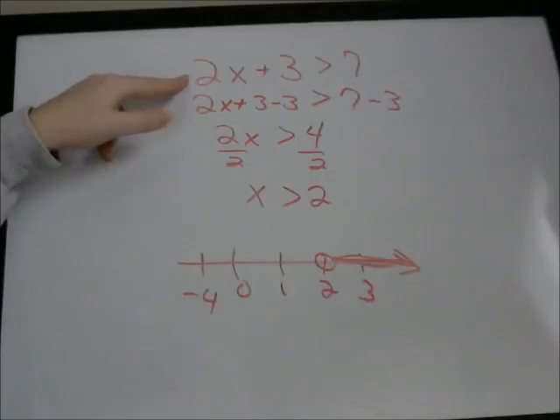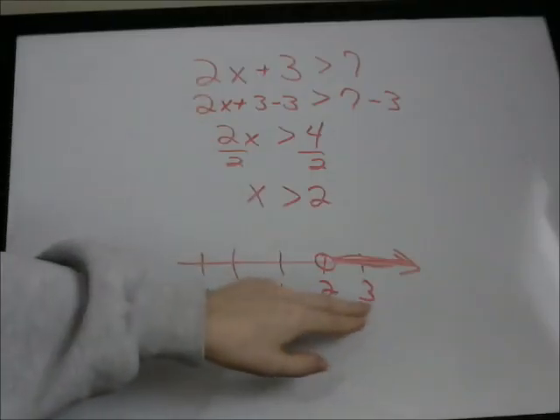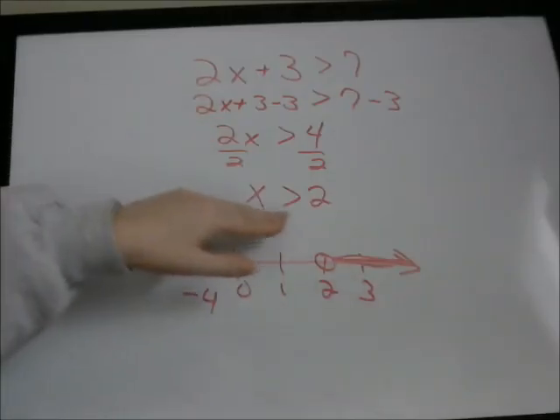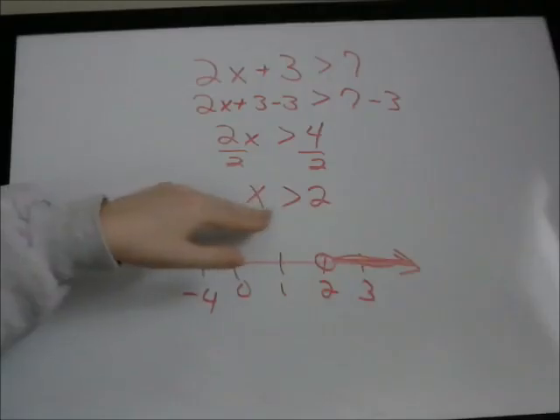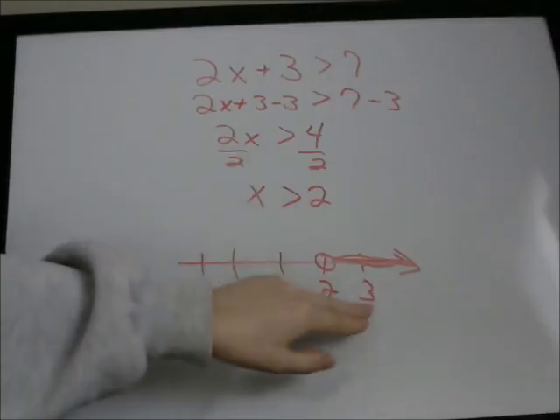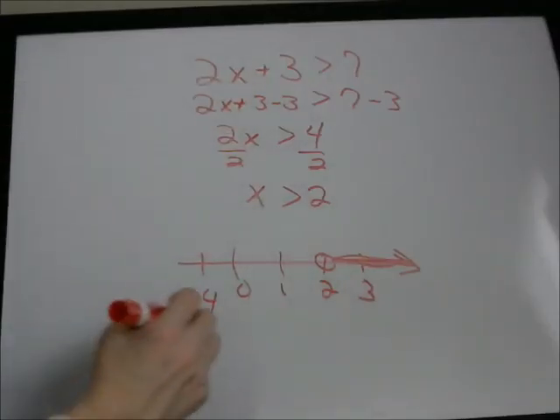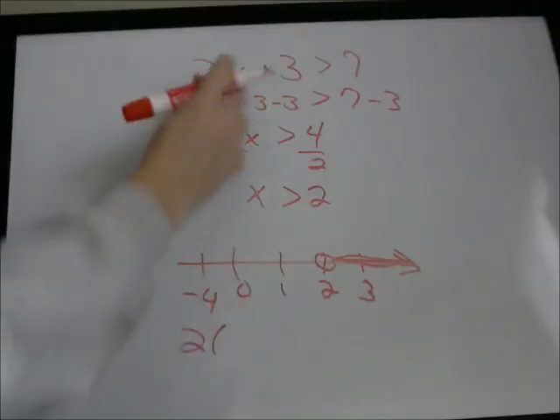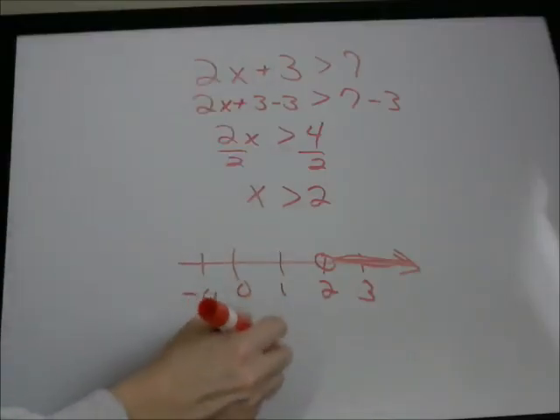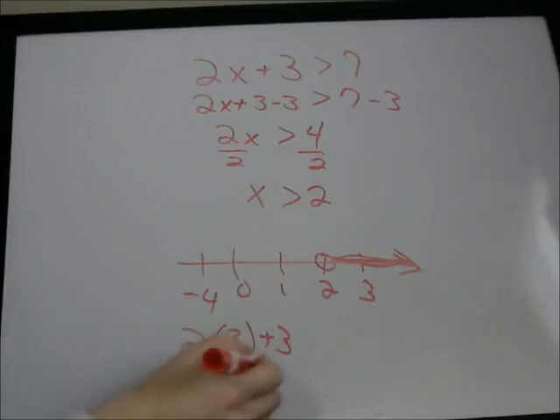And we can test that. Let's say we pick 3. That's supposed to be right because 3 is greater than 2 and x is greater than 2. So if we choose 3 and plug that in, instead of x, we're going to put a 3. 2 times 3 plus 3, and 2 times 3 is 6, plus 3 is 9, and 9 is greater than 7.